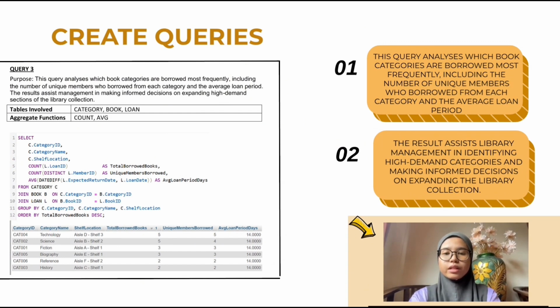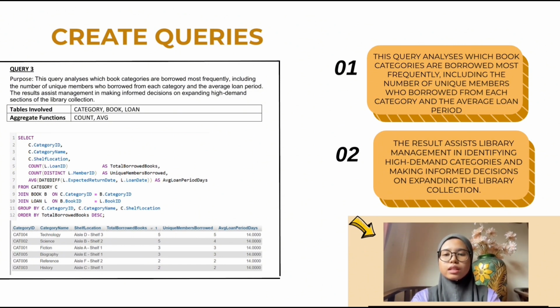Next, I will explain query 3, which focuses on analyzing book categories in our library system. The purpose of this query is to analyze which book categories are borrowed most frequently, including the number of unique members who borrow from each category and the average loan period. For this query, we are using 3 tables, which are category, book, and loan. The aggregate functions used are count and AVG.